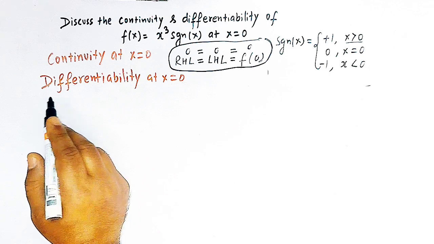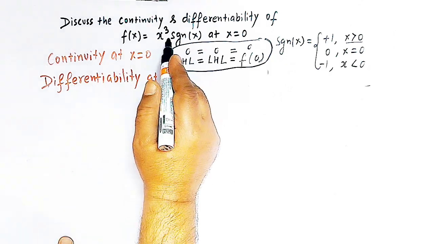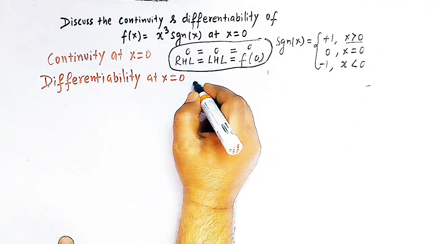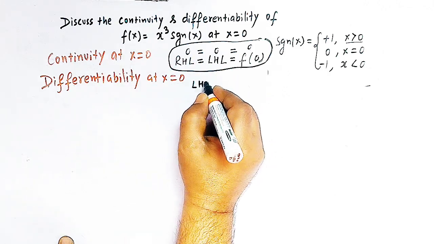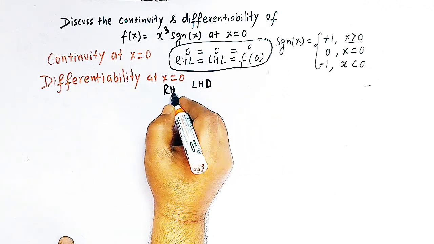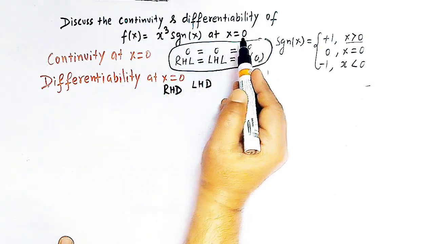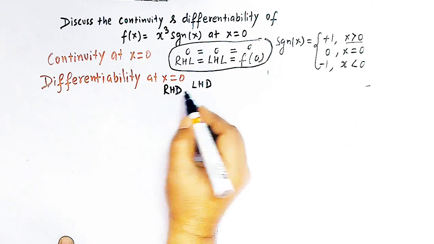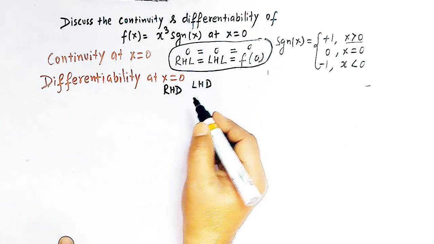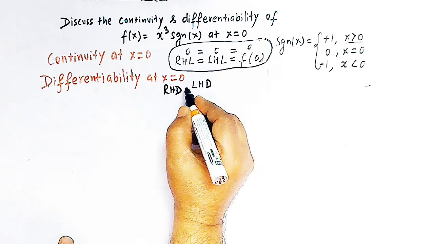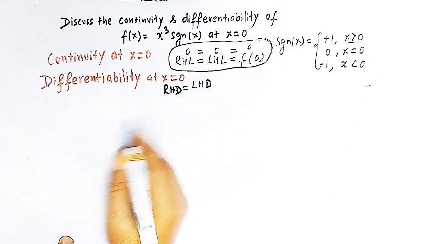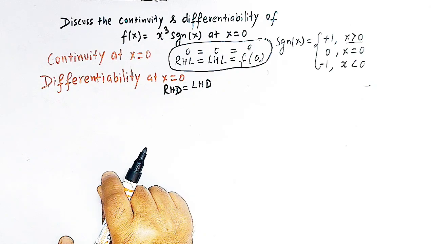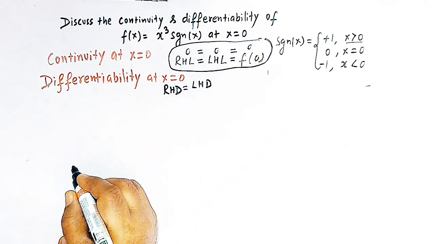Now let us discuss the differentiability of this function at x equal to 0. For this, we have to find out the left hand derivative and the right hand derivative of this function at x equal to 0. And if the right hand derivative and left hand derivative both exist, and they are finite, and they are equal to each other, then we can claim that this function f of x is differentiable at x equal to 0.